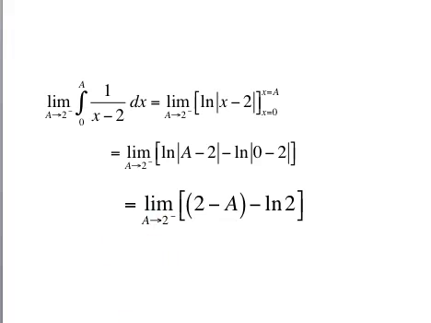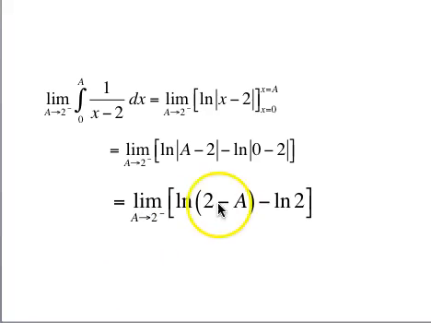And there should be a log there. Let's go ahead and put that in. So again, natural log of 2 minus a is the natural log of a small positive number that's going to negative infinity. So this limit does not exist. So this integral diverges. The limit of this integral does not exist.